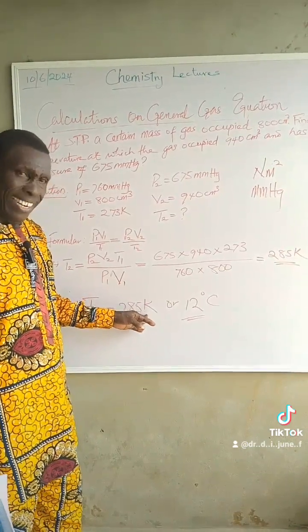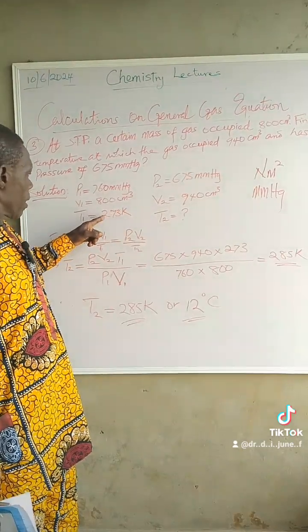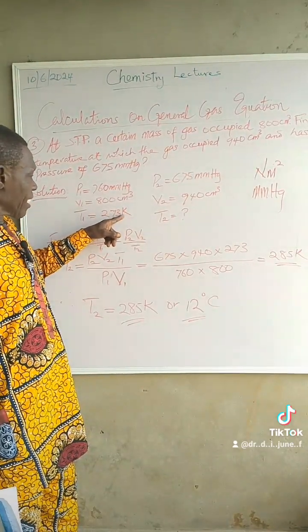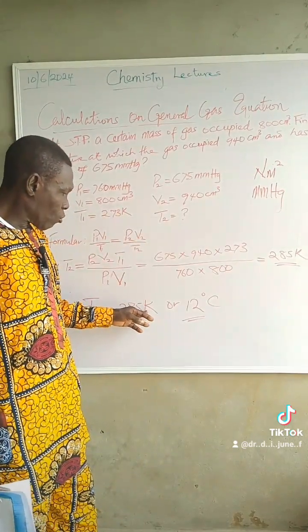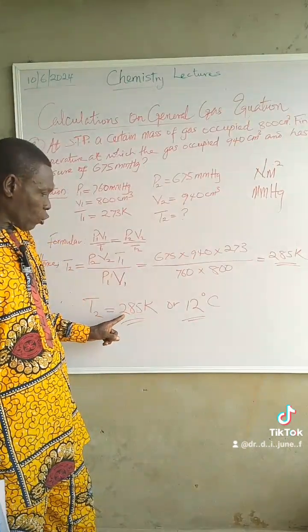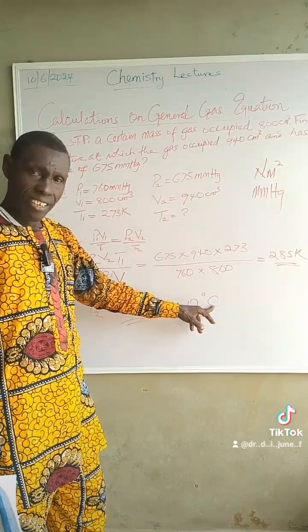But you wouldn't leave it like this, because here you worked with 273 Kelvin, which was 0 degrees Celsius. So here you are going to convert this to Celsius by subtracting 273 from it. If you do that, you'll have 12 degrees Celsius.